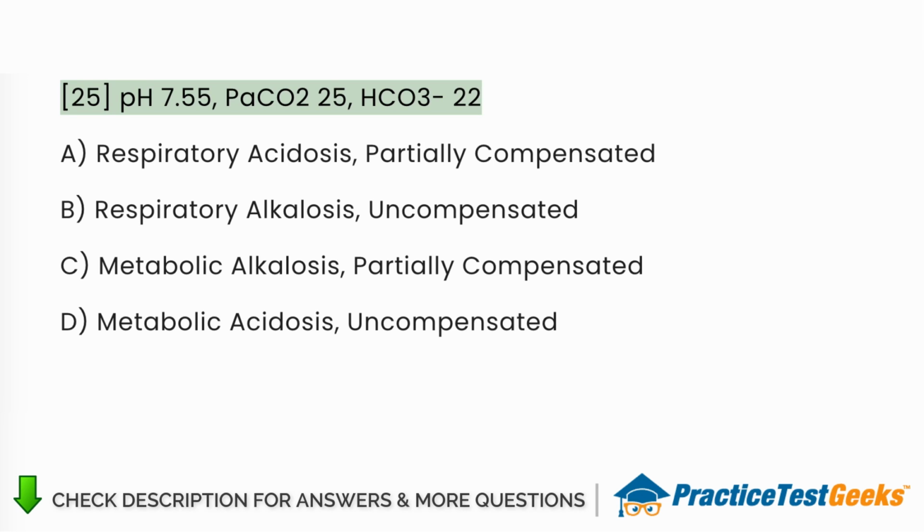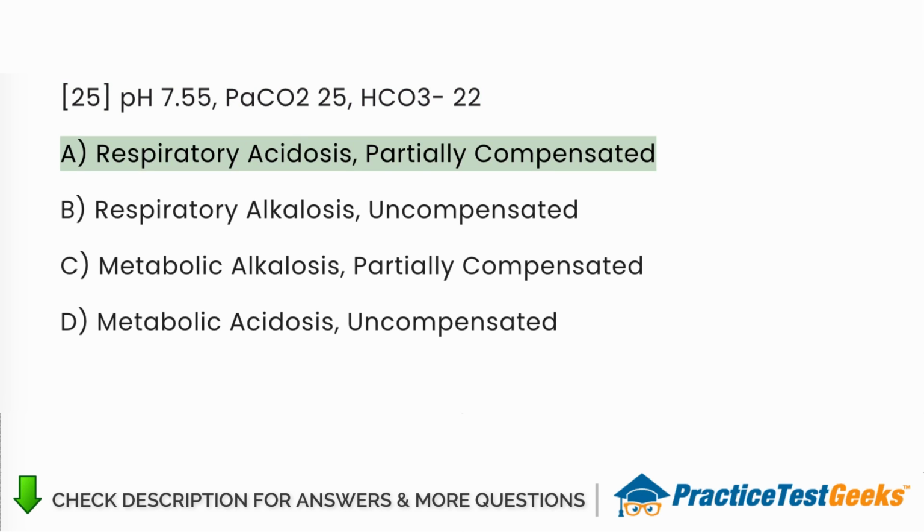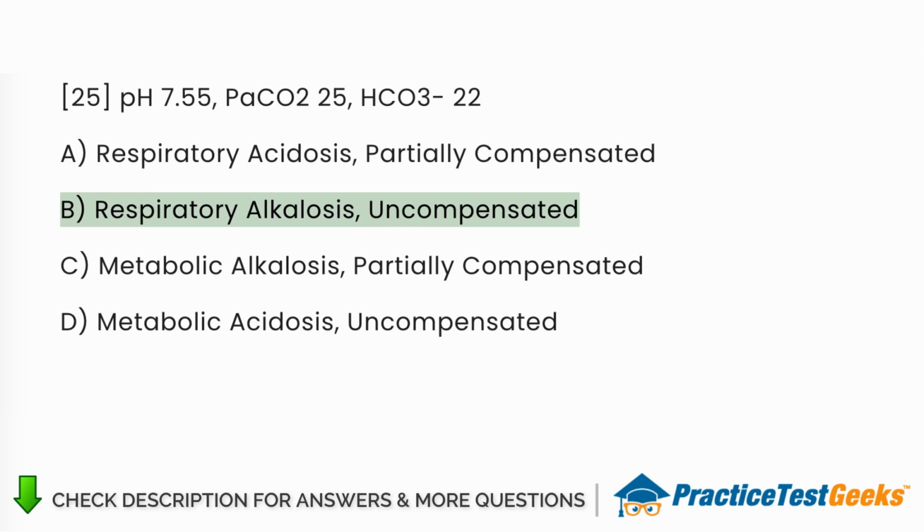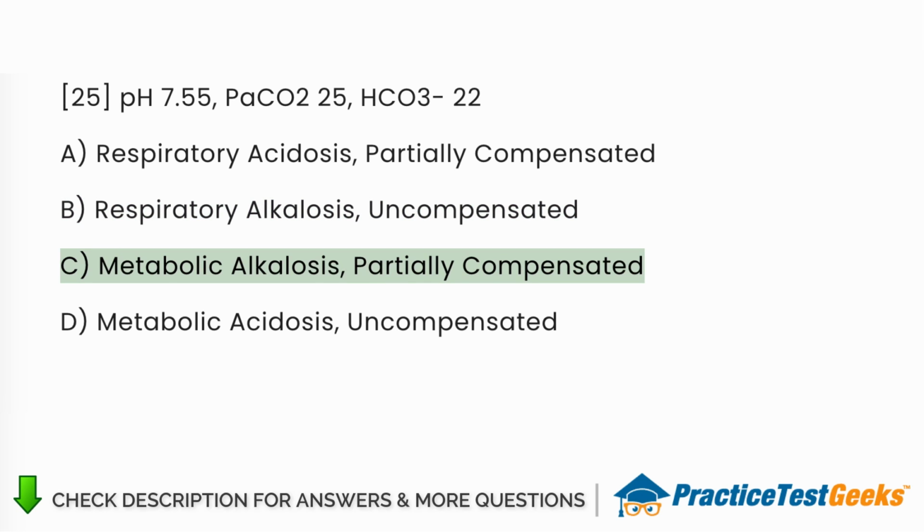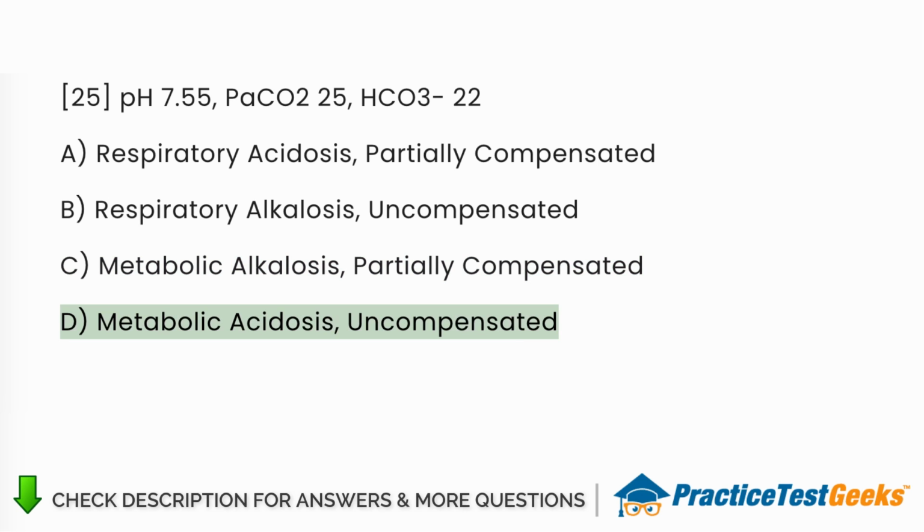pH 7.55, PaCO2 25, HCO3 22. A. Respiratory acidosis, partially compensated. B. Respiratory alkalosis, uncompensated. C. Metabolic alkalosis, partially compensated. D. Metabolic acidosis, uncompensated.